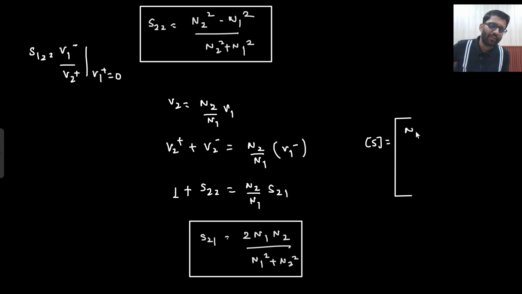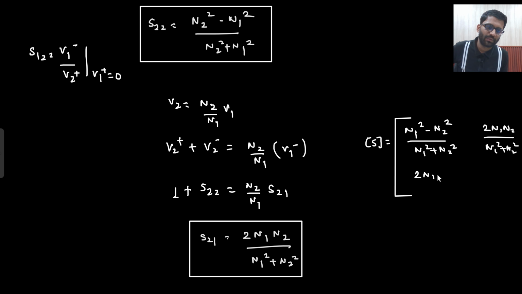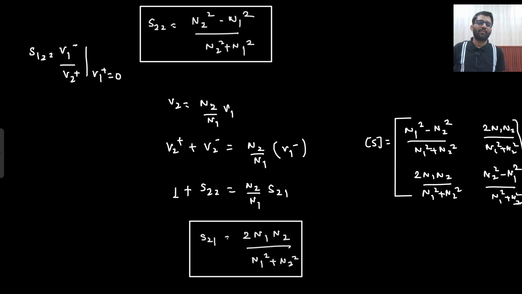So first you are having here S11, which was (N1 square minus N2 square) divided by (N1 square plus N2 square). Now here you are having 2N1N2 upon (N1 square plus N2 square). Here also S21 is 2N1N2 upon (N1 square plus N2 square). And what about this one? This was your (N2 square minus N1 square) divided by (N1 square plus N2 square). There you go. This is your matrix.